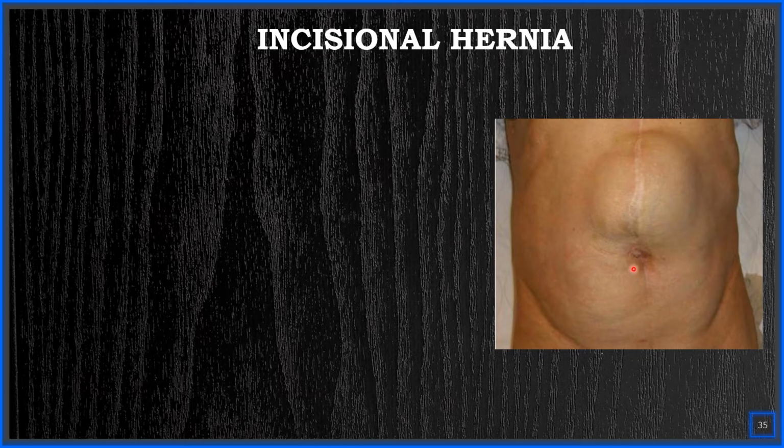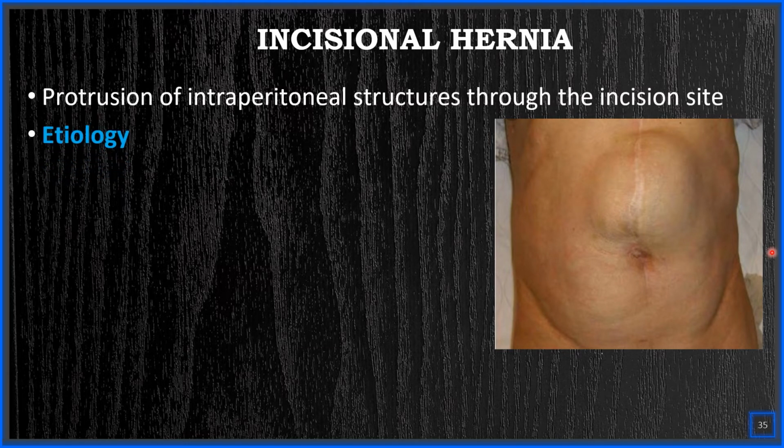This is a scar of a previous incision that is placed. A midline incision was placed. Okay, and now through the scar a hernia has come out. So that is incisional hernia. There is protrusion of intraperitoneal structures through the incision site.